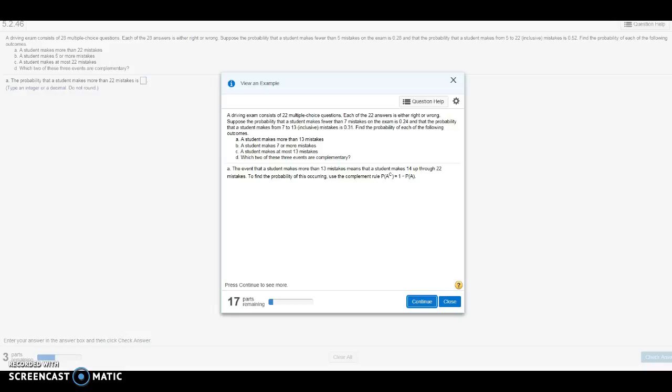Hey guys, I had a student ask about this question, and I clicked up on question help and then view an example, and I thought I would go through this one.